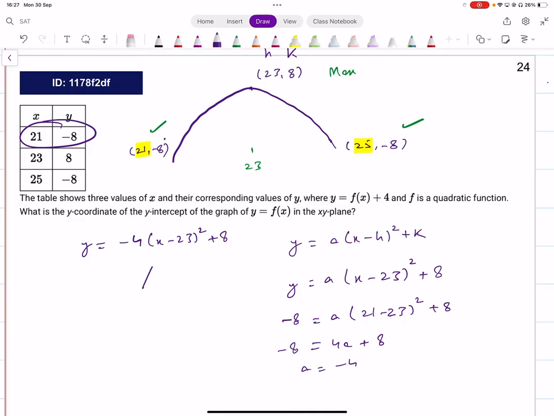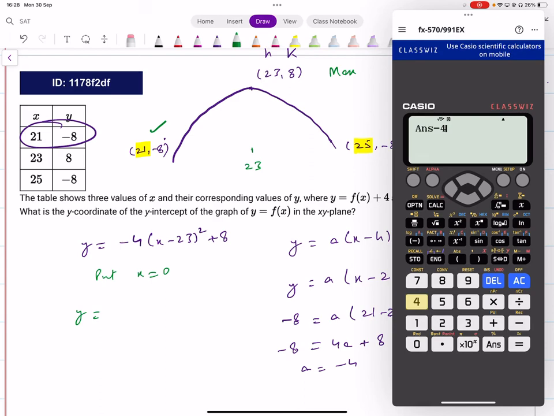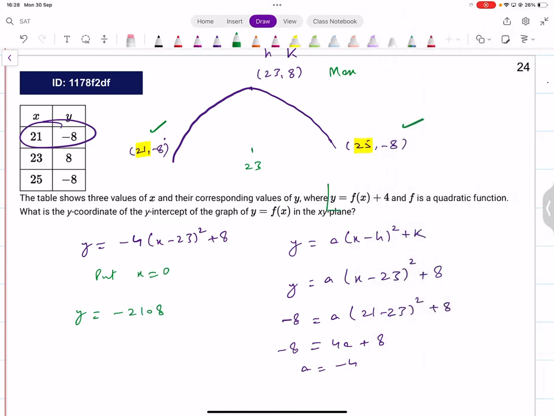What's the y-intercept of this function? Put x equal to 0. That will give you the y-intercept. What do we get? Minus 4 multiplied by 0 minus 23. That's minus 23 whole squared plus 8. That's minus 2108. That's the y-intercept of this function.